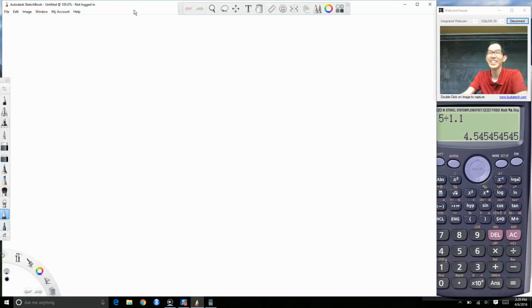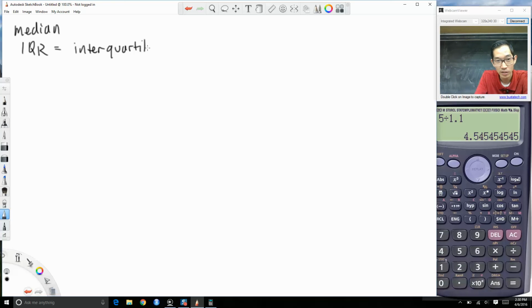Okay, so anyway, that's z-scores, and so we can make comparisons and things like that. We also said on Monday that for skewed data, we have the median and the IQR. The median measures center, and the IQR measures spread. The name of it is the interquartile range.